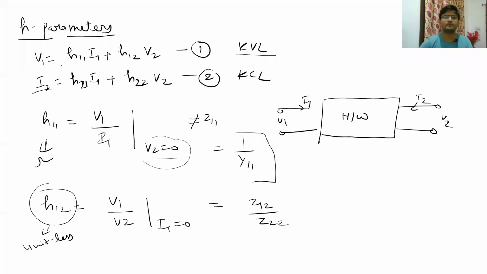Now, let's find out the value of H21. The value of H21 from this equation will be I2 upon I1 when V2 is 0.